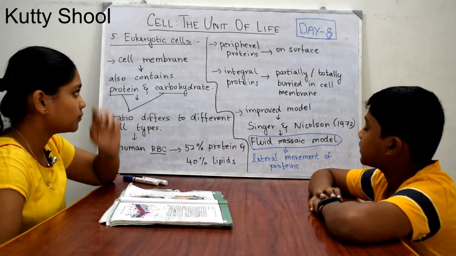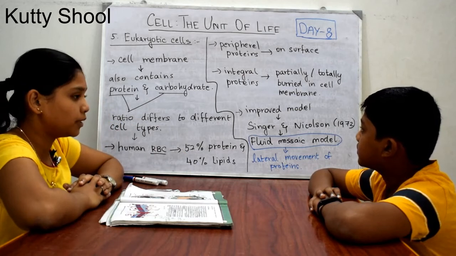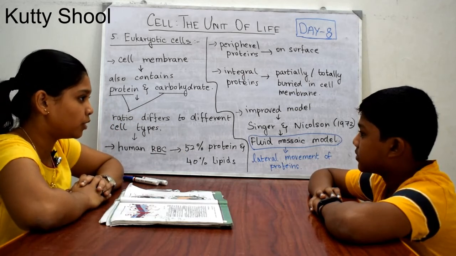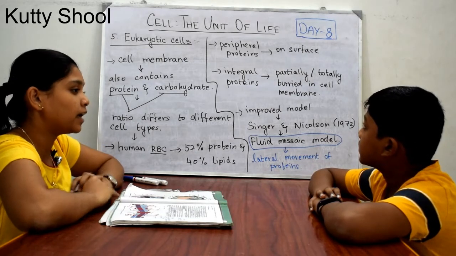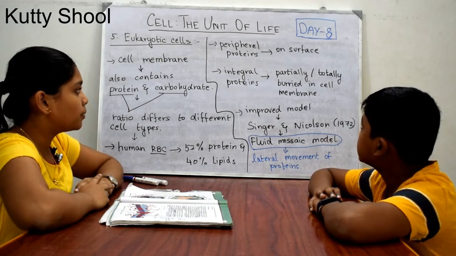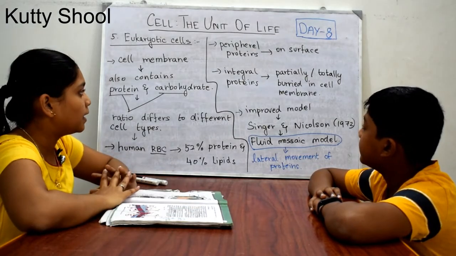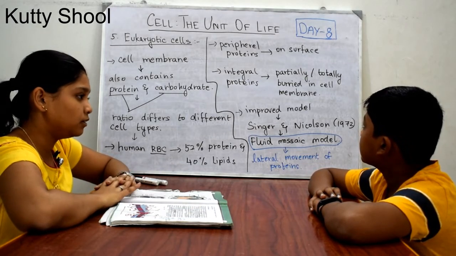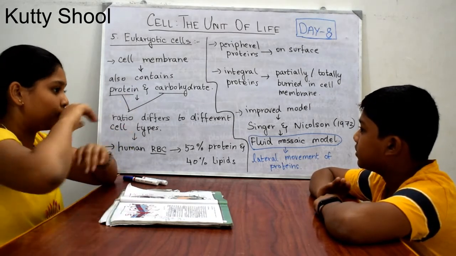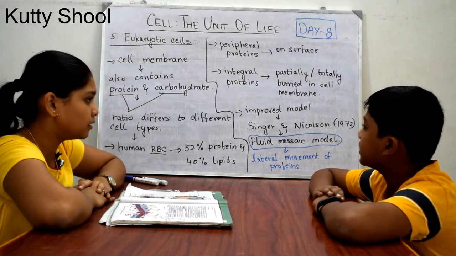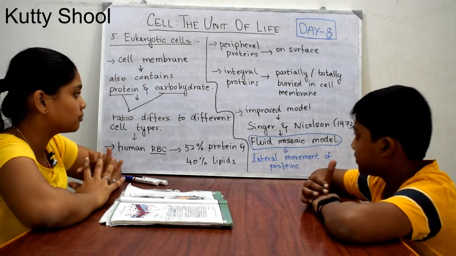Based on the extent of removal of these proteins, they are of two kinds: peripheral proteins and integral proteins. Peripheral proteins are on the surface of the cell membrane. Integral proteins are partially or totally buried in the cell membrane.